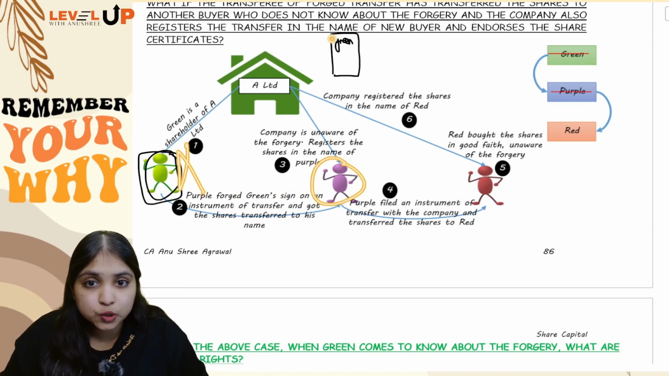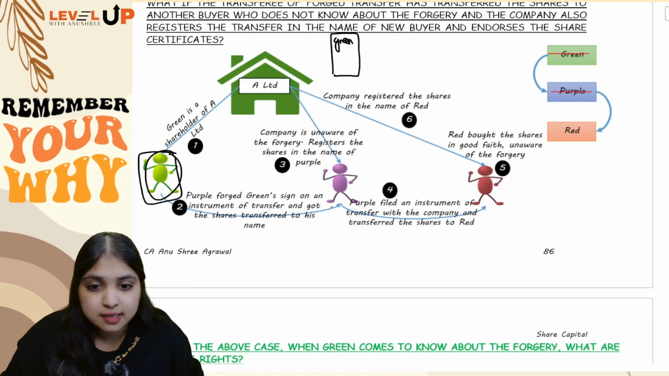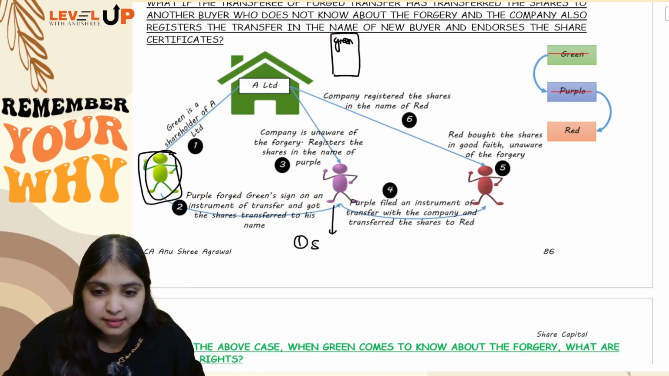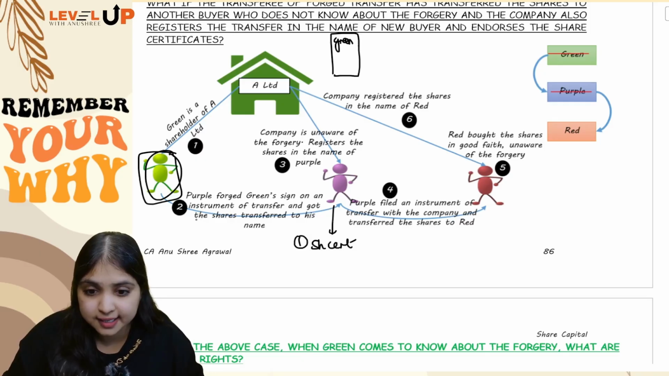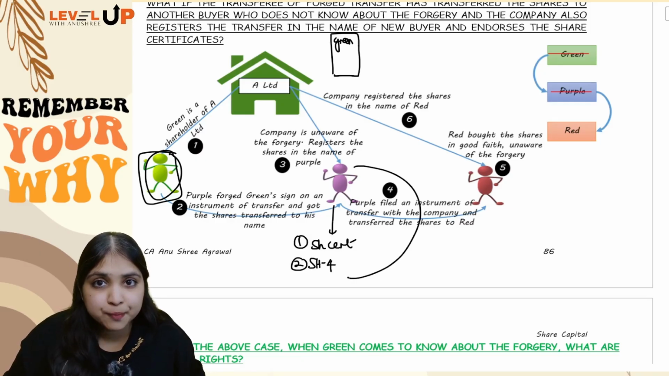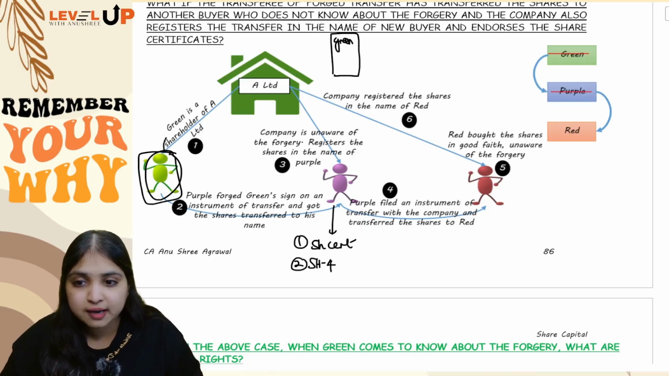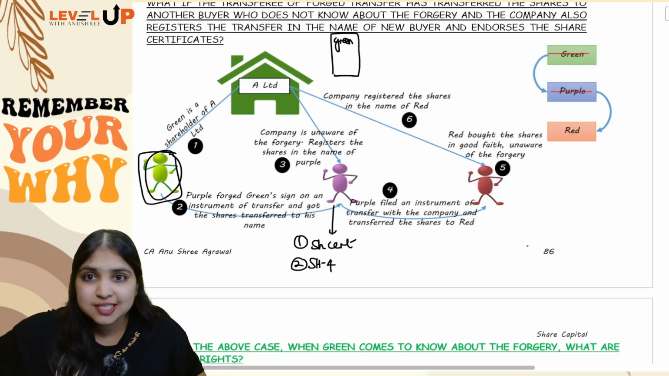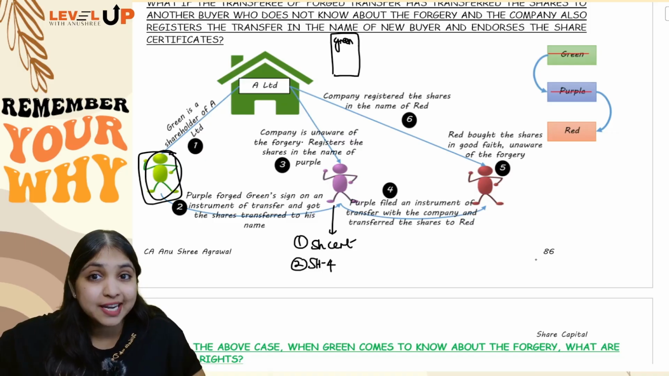So, what does Purple do? Purple does 2 things, guys. Number 1, Purple steals the share certificate containing Green's name. And number 2, Purple takes SH4. In SH4, he puts all his details as if Green is transferring to Purple, but just now we learnt in SH4 has to be signed by whom?